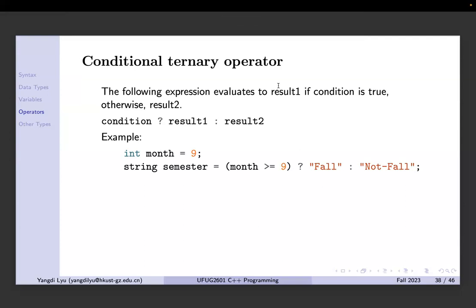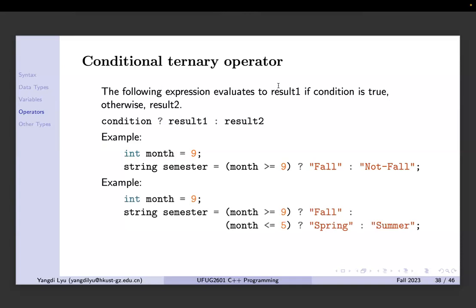It's called ternary. So we have multiple choices, right? You have result 1 as a choice, result 2 as a choice. And as well, you can put very complex things in result 1, very complex things in result 2. It will evaluate it. Similar here, right? You can combine them together. You can say semester equals, if the month is greater than or equal to 9, you get into fall semester. Otherwise, you still have 2 choices, right? If the month is less than 5, it's a spring semester. Otherwise, it's a summer semester. So you can combine all of them.